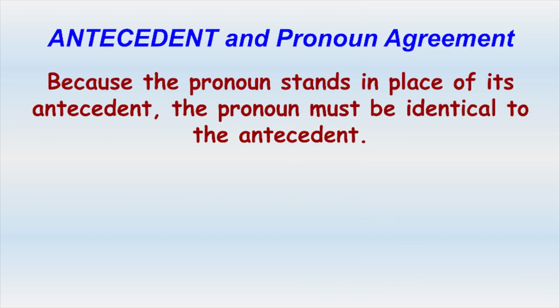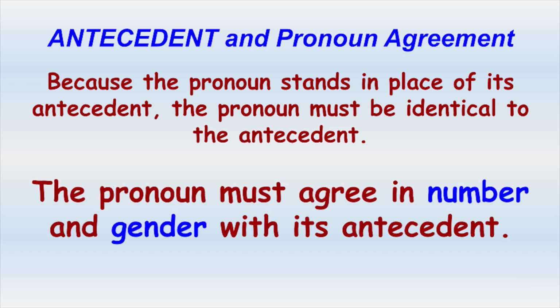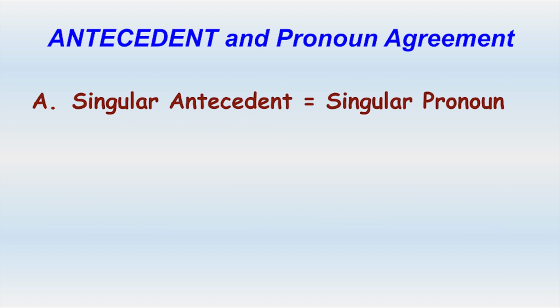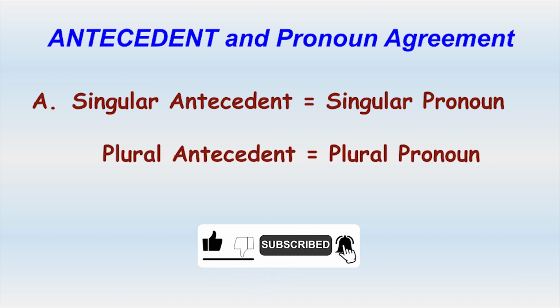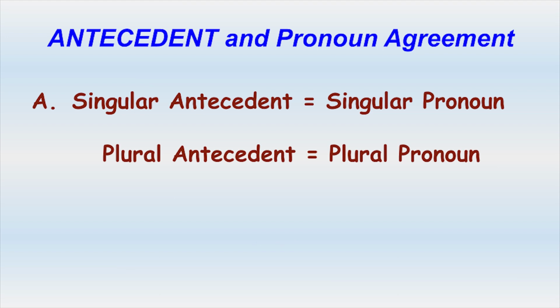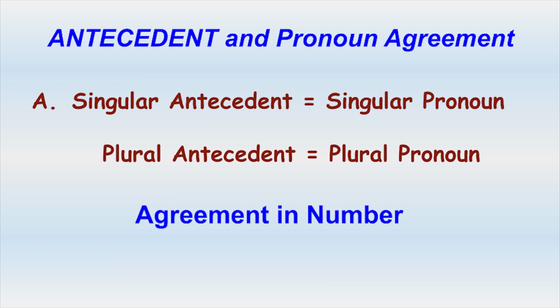Because the pronoun stands in place of its antecedent, the pronoun must be identical to the antecedent. The pronoun must agree in number and gender with its antecedent. This means that A, if the antecedent is singular, the pronoun must be singular. And if the antecedent is plural, the pronoun must be plural. This is called agreement in number.